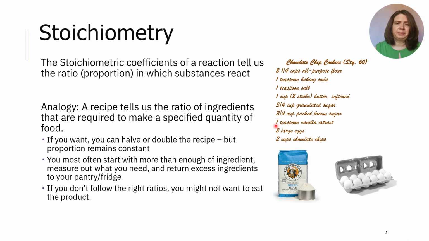Notice that the recipe itself does not tell us how much of each ingredient we actually have. If a recipe calls for 2 eggs, I don't go to the grocery store and buy exactly 2 eggs. I buy a dozen. Likewise, if I need 2 cups of flour, I might purchase a 5-pound bag. I simply store the extra eggs in my fridge and the extra flour in my pantry for later.